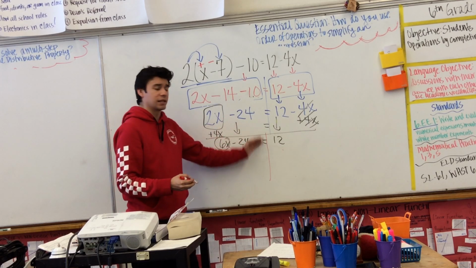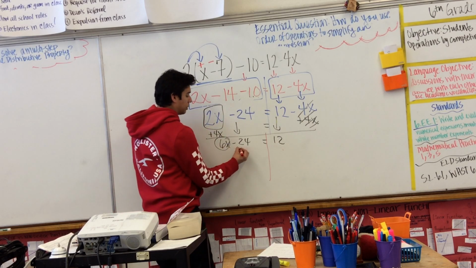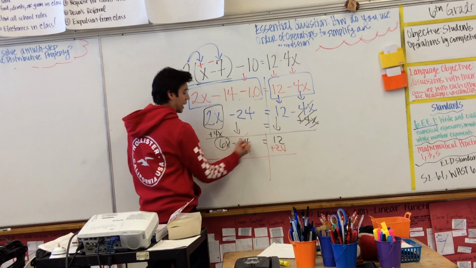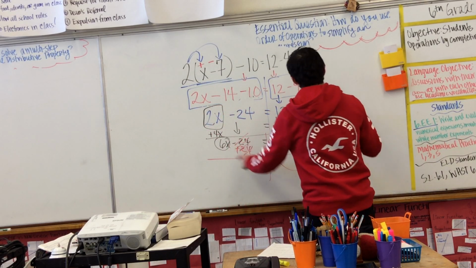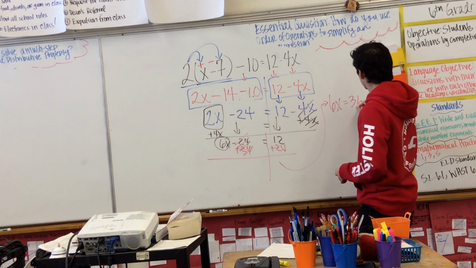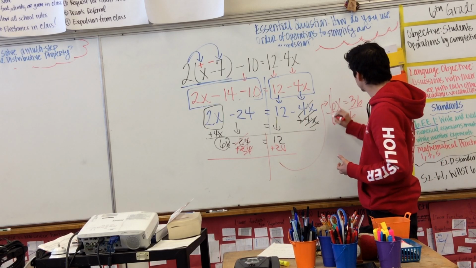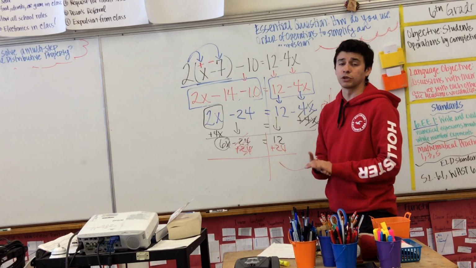Here's the bubble. Who's not inside the bubble? The minus 24 is not. So then you do plus 24, plus 24. That cancels out. I don't have any more room, so I'm going to come over here. 6x equals 12 plus 24, 36. So now you just divide by 6, x equals 6. And that's the answer for the first problem.